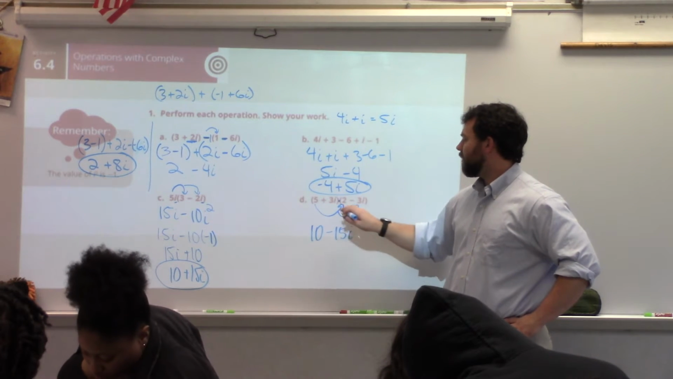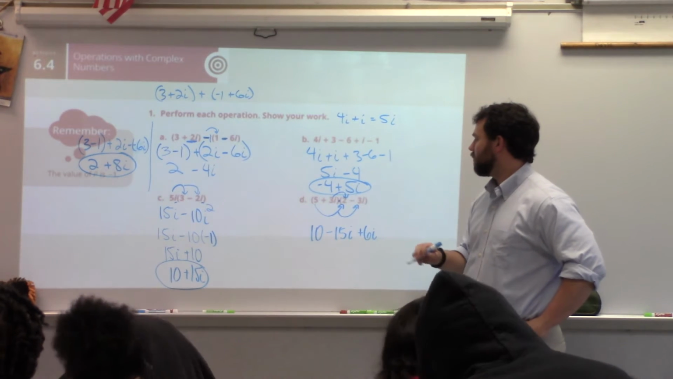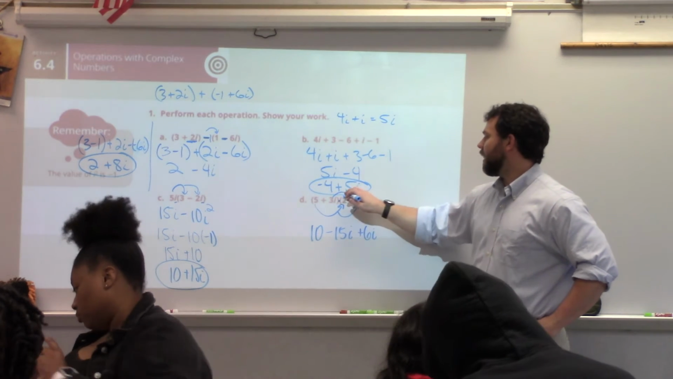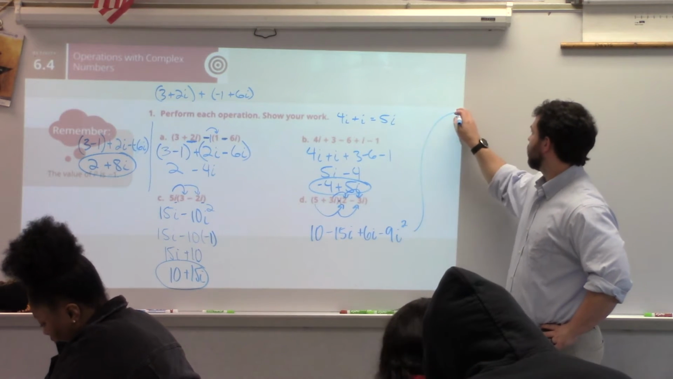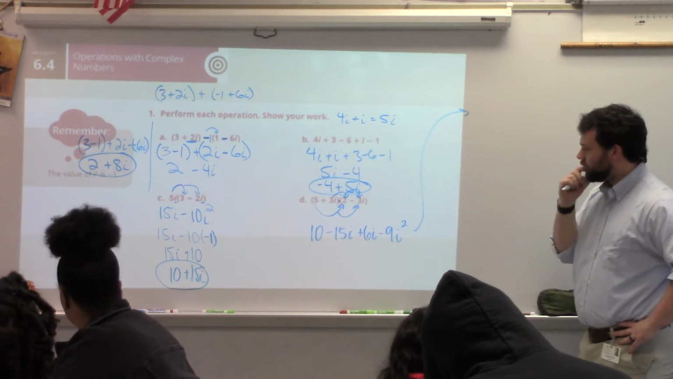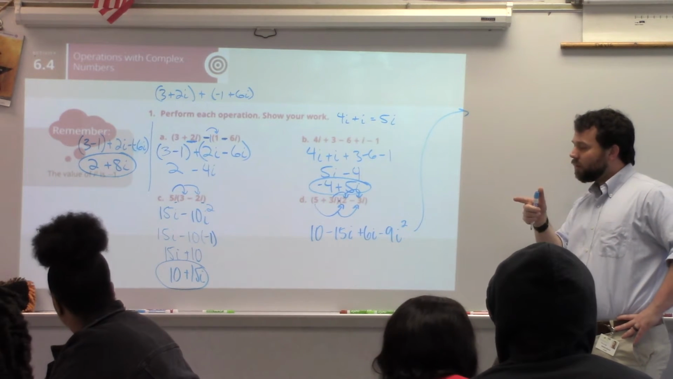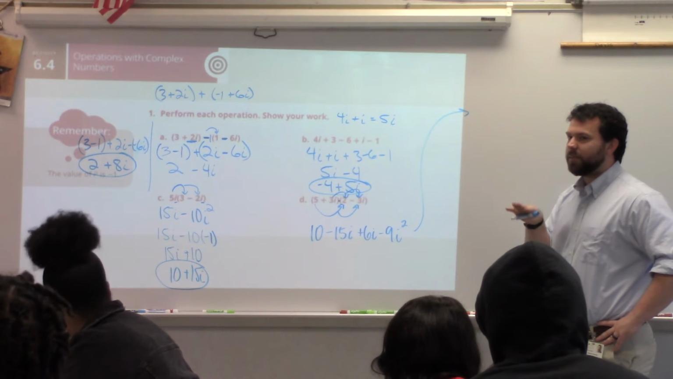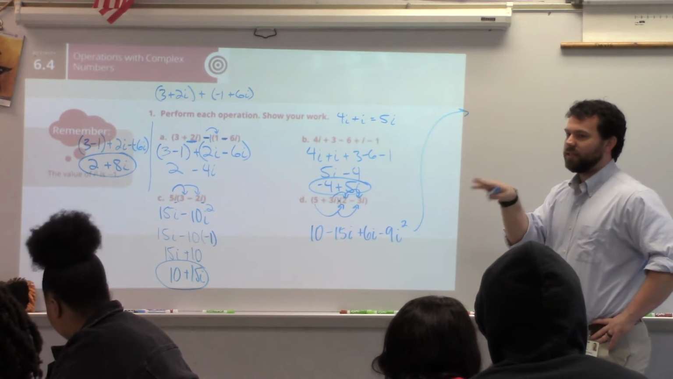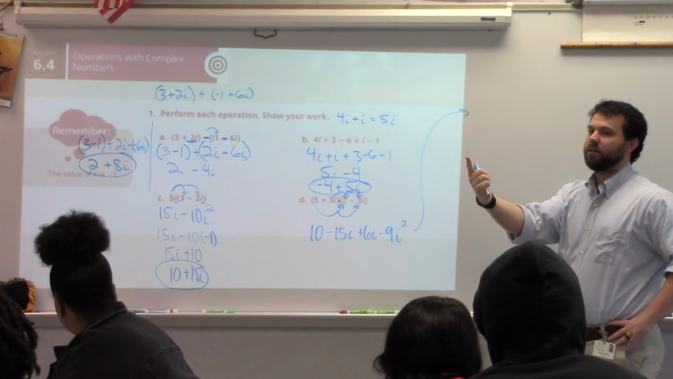Negative 15i. 3i times 2 plus 6i. And then minus 9i squared. So what do I need to do? Okay, combine like terms. Now when you say combine like terms, that's more of an algebraic idea. Thinking about these numbers, what numbers are the same? Real parts. We want to add reals and we want to add imaginaries.